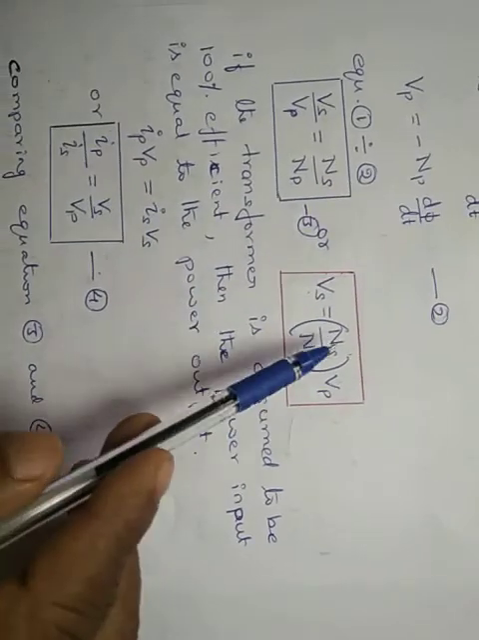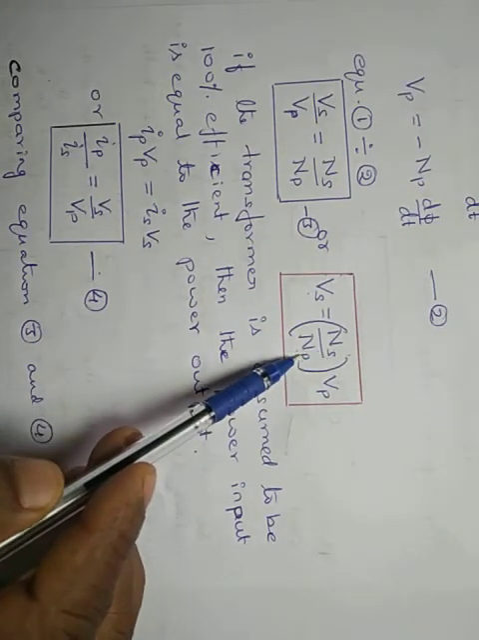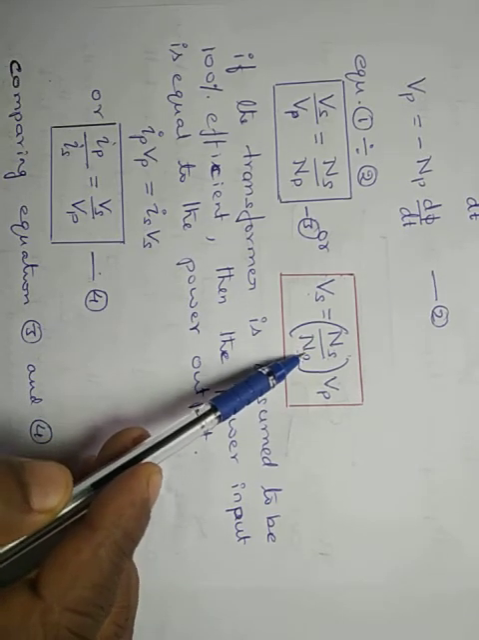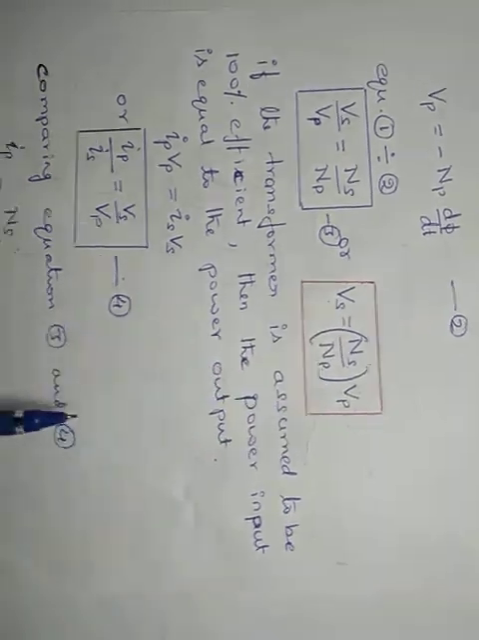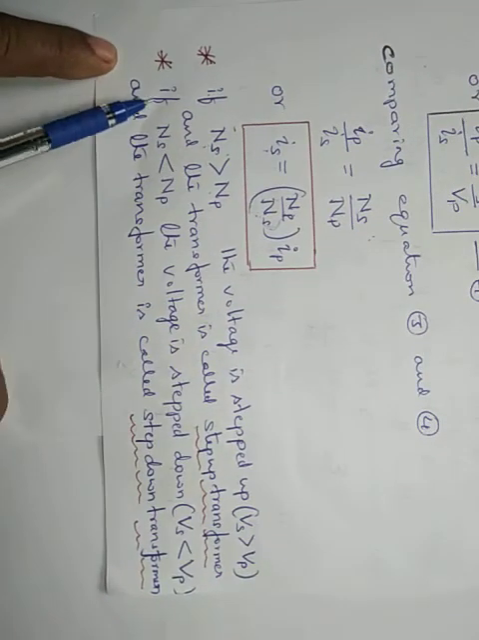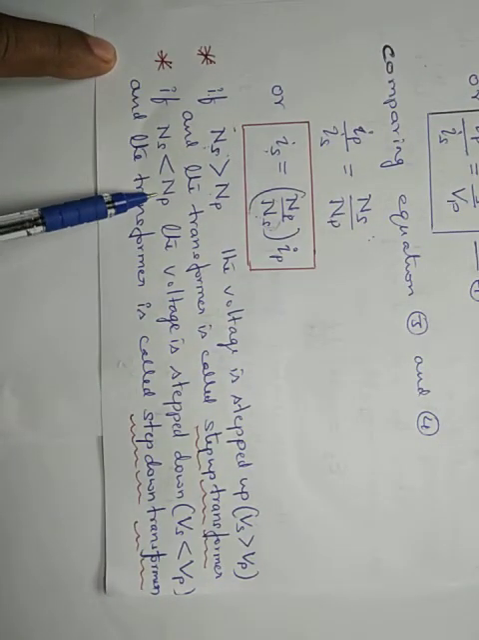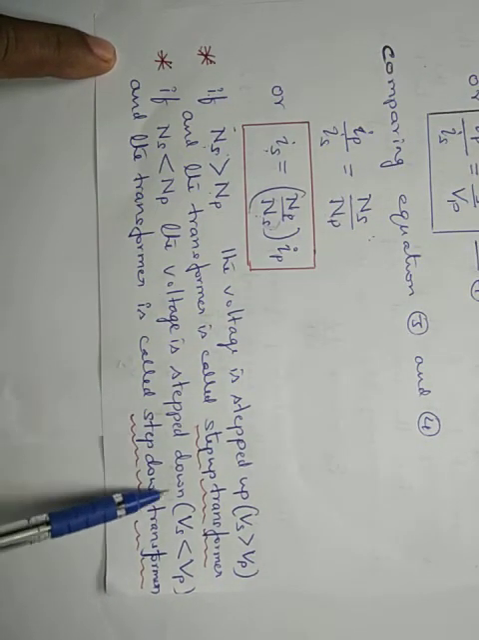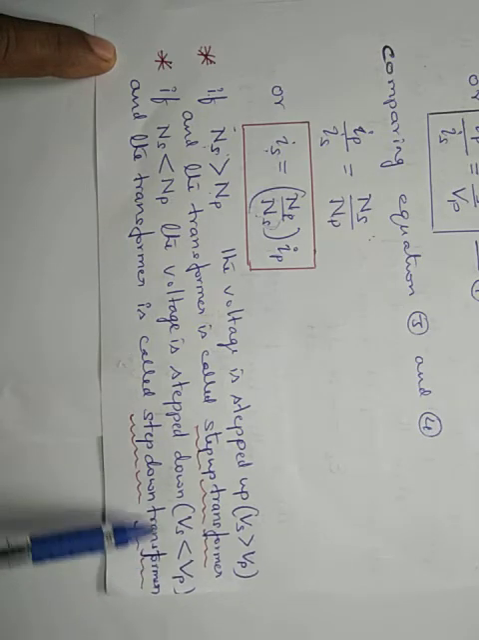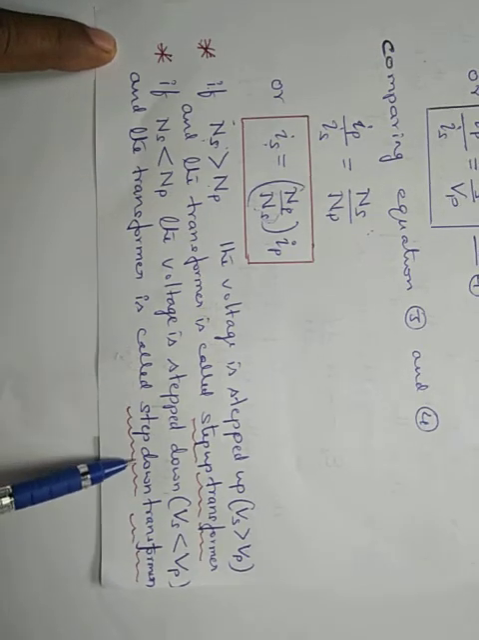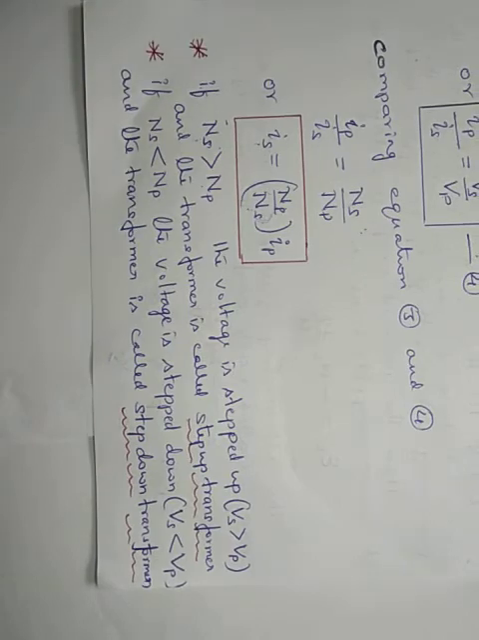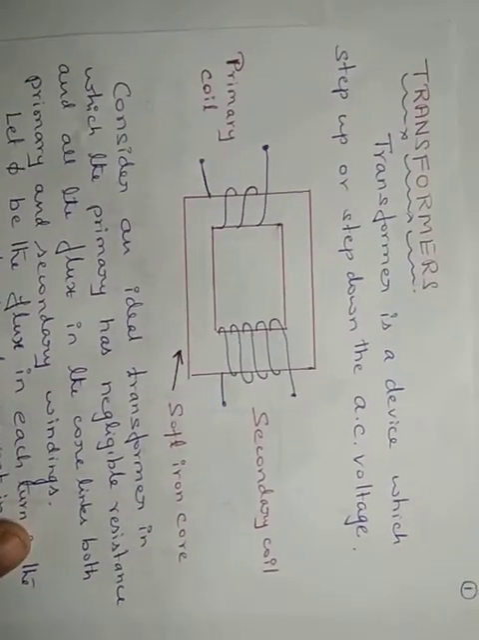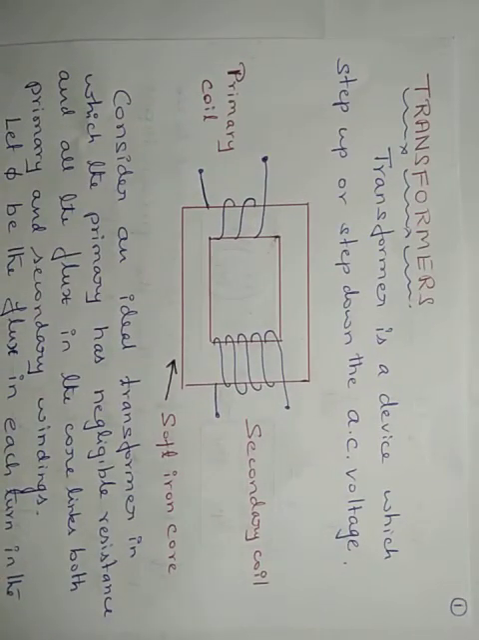Similarly, if Ns is less than Np, Np is more, so Vs output will be less. So, we can write the final conclusion. If Ns is less than Np, the voltage is stepped down, that is Vs less than Vp, and the transformer is called step down transformer. Okay, guys. So, this is all about designing or constructing the transformer and its explanation.